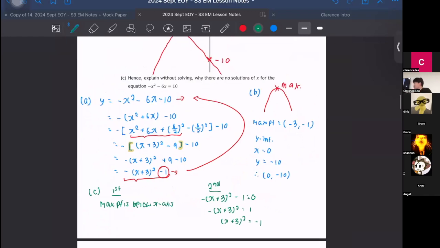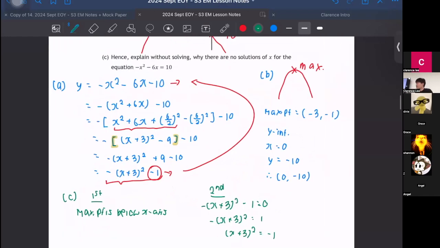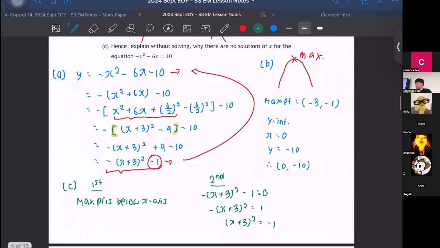Okay? So from here, a square cannot be negative. So therefore, there's no solution. These are the two methods. Okay?